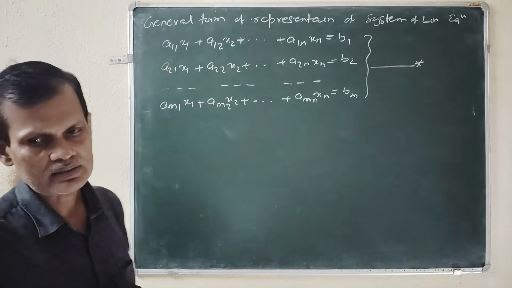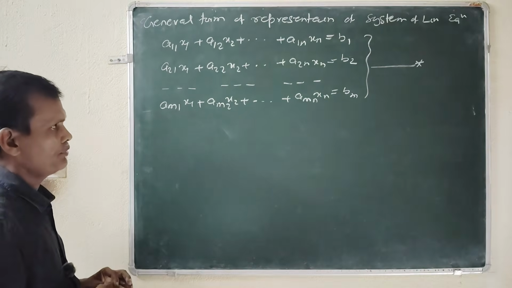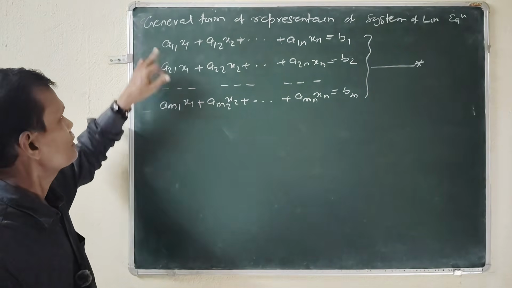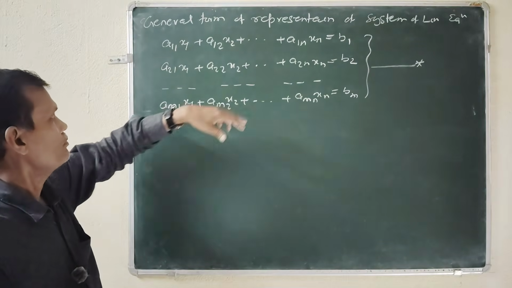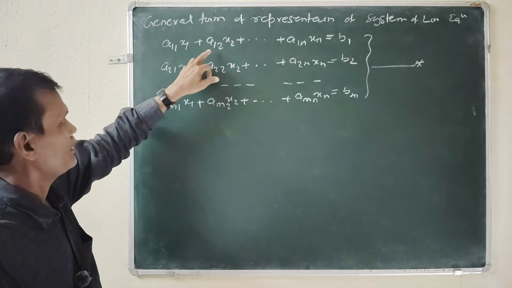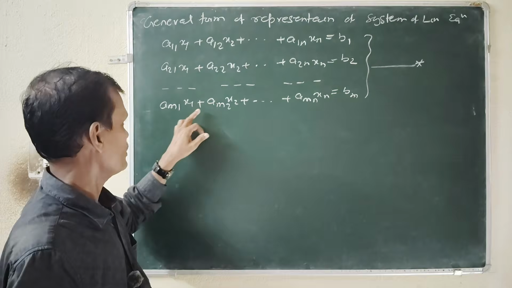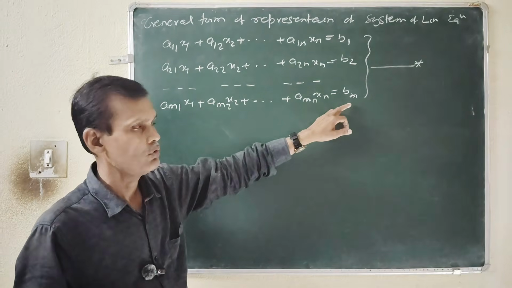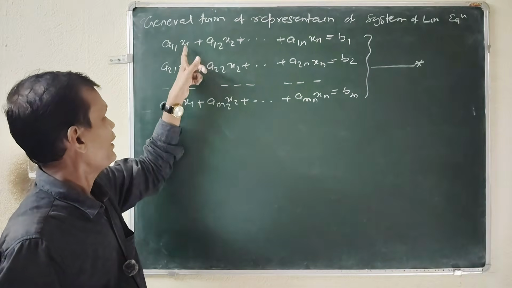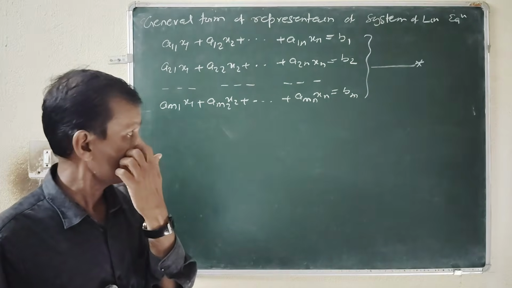Now we will discuss the third case, the vector representation of a system of equations. Before discussing it, we should be aware of the general form: a11x1 plus a12x2 up to a1nxn equal to b1, and like this am1x1 plus am2x2 up to amnxn equal to bm. That means there are m equations, n unknowns x1, x2 up to xn, and on the right hand side there are constants b1 to bm.